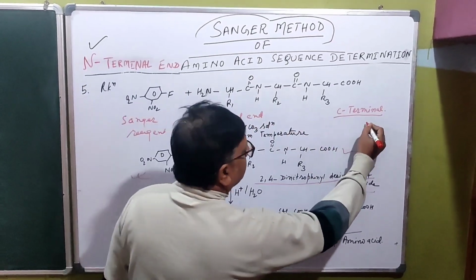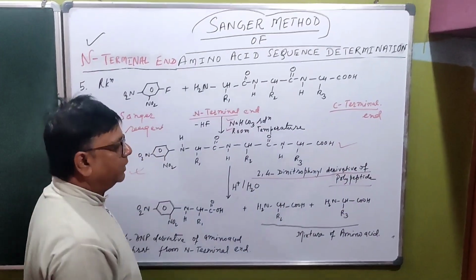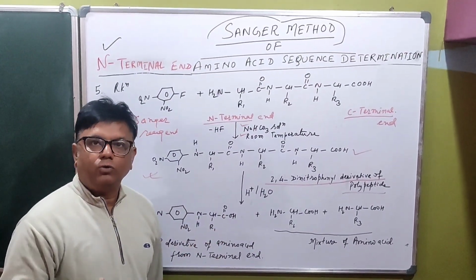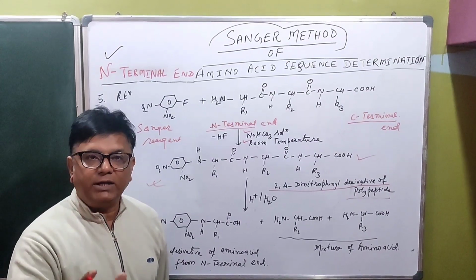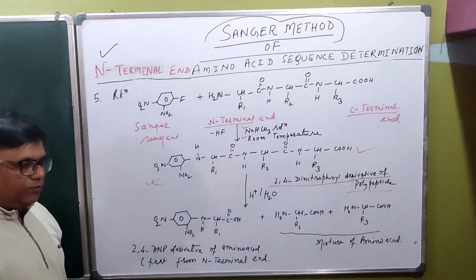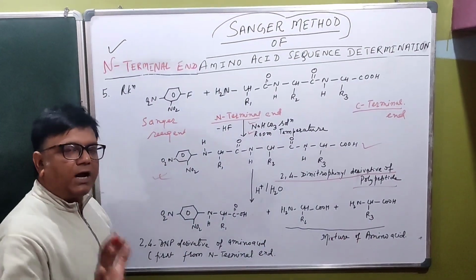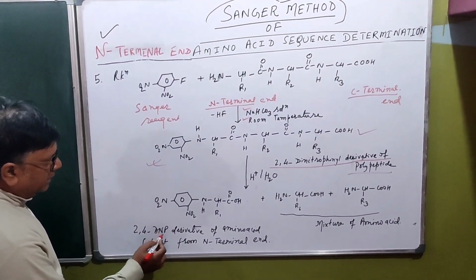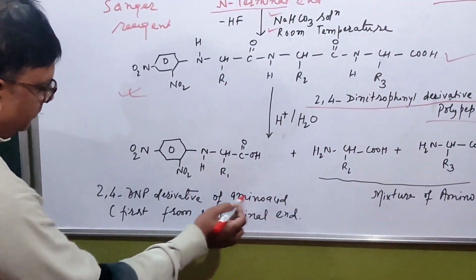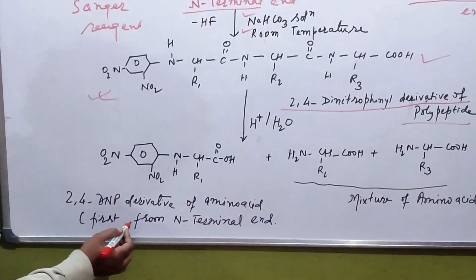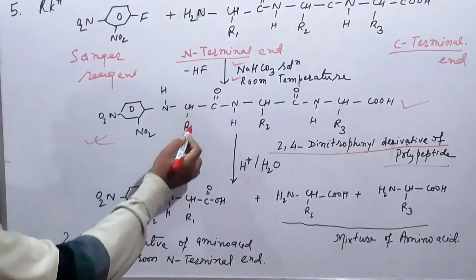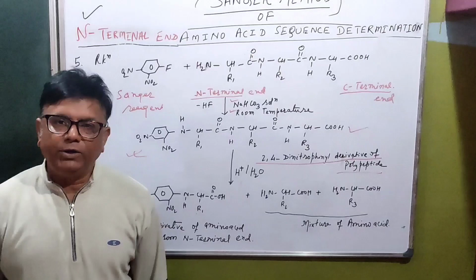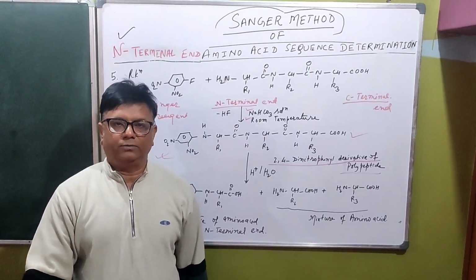Okay, and you get the corresponding 2,4-dinitrophenyl derivative, which is subjected to, as I told you, acidic hydrolysis by inorganic acid. And what you will get is a mixture of amino acids. A complete hydrolysis will take place, and you will get the 2,4-dinitrophenyl derivative of the amino acid. Which amino acid? The one which is first from the N-terminal end. You can see R1 is here, and you will also get a mixture of amino acids because it is a complete hydrolysis.